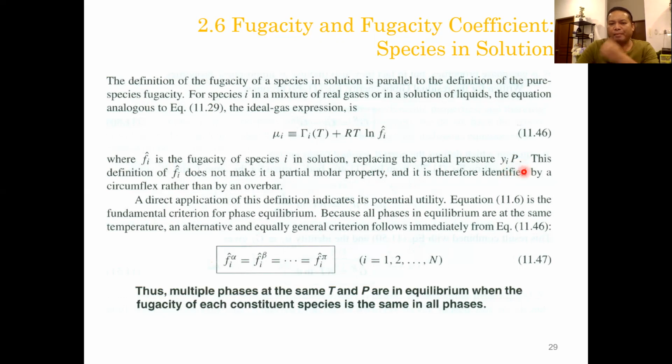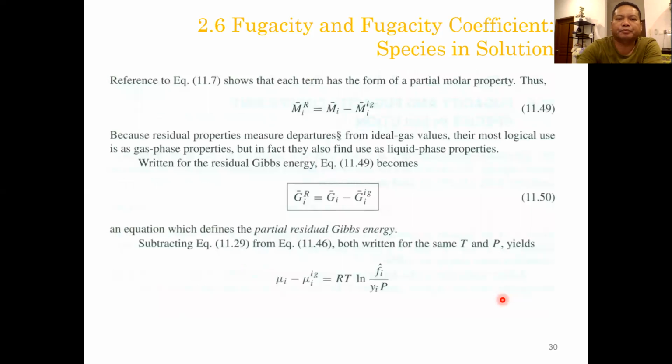This definition of fugacity in solution does not make it a partial molar property and it is therefore identified by a circumflex rather than by the overbar. The overbar is the straight line for partial properties, and the circumflex means it is in solution. So we can define it here. For the solution phase alpha, this should be the same, like in the partial properties.